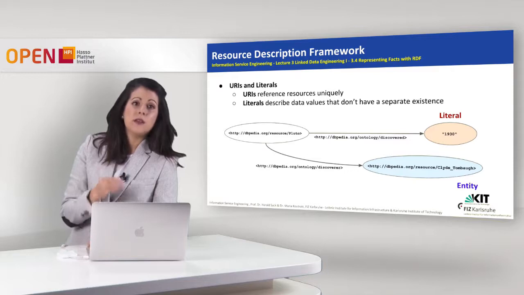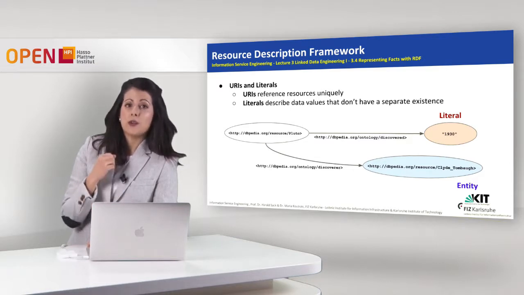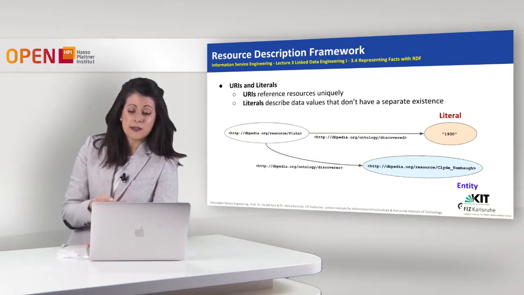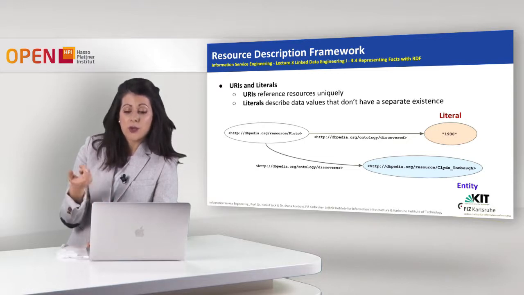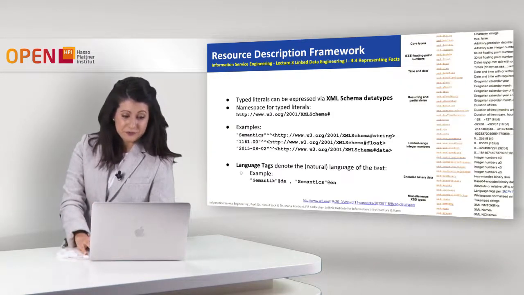And let's see now what is the actual difference between the URIs and the literals. So URIs reference resources uniquely, so they are unique identifiers of resources, while literals describe data values that don't have a separate existence. So here, for example, in the pink circle we have a literal, which is a value that has no separate existence, it's the 1930, while in the blue one we have a URI. It is an entity identified by this unique resource identifier.